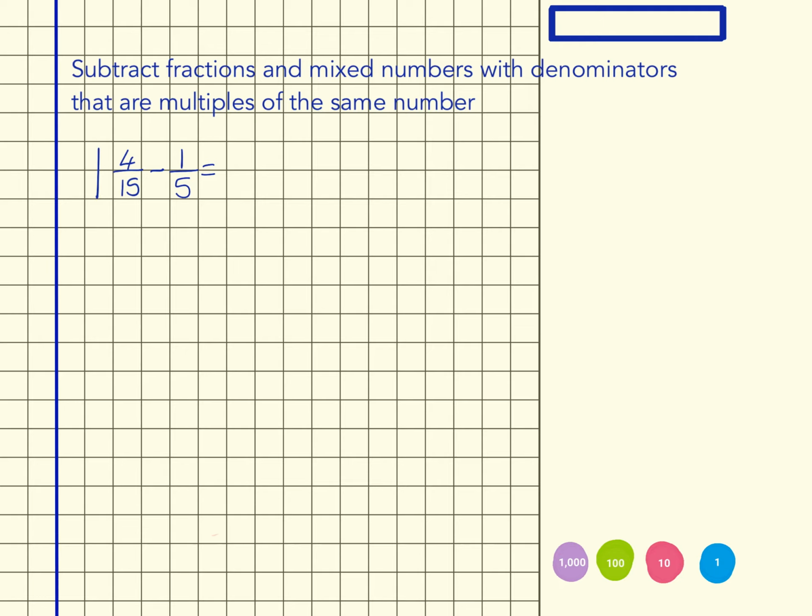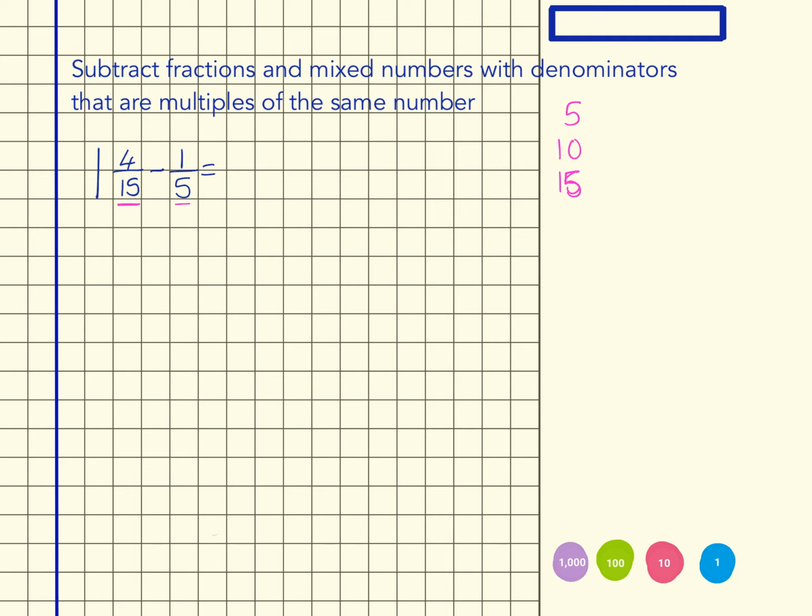Subtract fractions and mixed numbers with denominators that are multiples of the same number. So the denominators here are 5 and 15, and if I was to write out my 5 times table, 5, 10, 15, you can see that 15 here is a multiple of 5. 3 lots of 5 is 15.